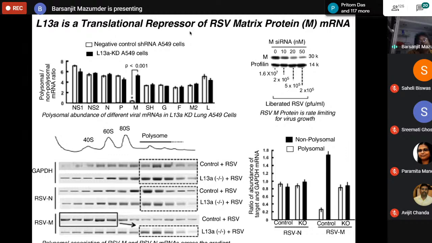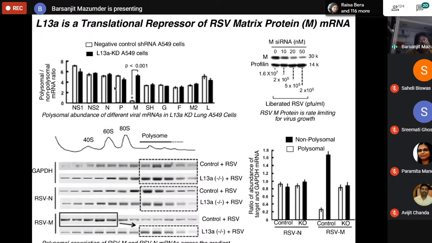So we have identified that L13A could be a translational repressor of the RSV matrix protein M. This protein M, encoded by the viral mRNA, is a rate-limiting protein of the virus. If you inhibit M by RNAi, you can see that the viral growth is reduced. So this shows how important M is for sustaining viral growth.